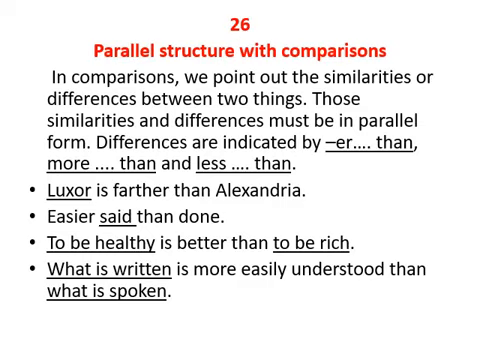طيب بقول Luxor is farther than Alexandria. طيب أنا هنا بقارن إيه؟ Luxor and Alexandria. Noun and noun. اسم بلد واسم بلد. Easier said than done. عندي said و done، الاتنين past participle.